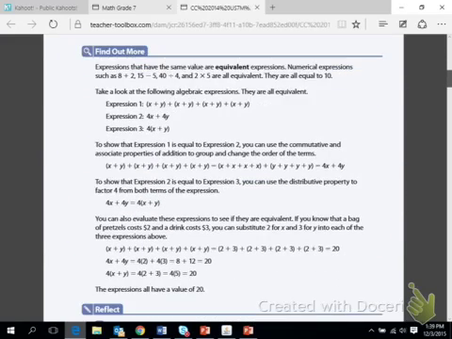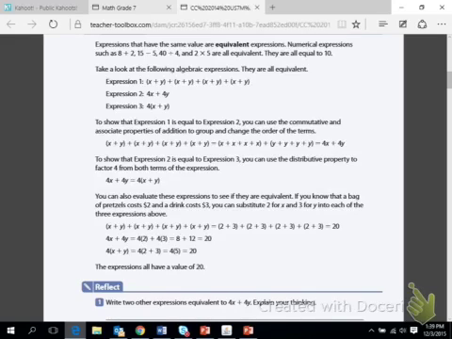Now if we want to find out more, we can say that all expressions have the same value if they are equivalent expressions. So it's important for us to identify what equivalent expressions look like. Numerical expressions such as 8 plus 2, 15 minus 5, 40 divided by 4, and 2 times 5 are all equivalent. They are all equal to 10, which makes them equivalent to each other. So they say the same thing, they just look different.